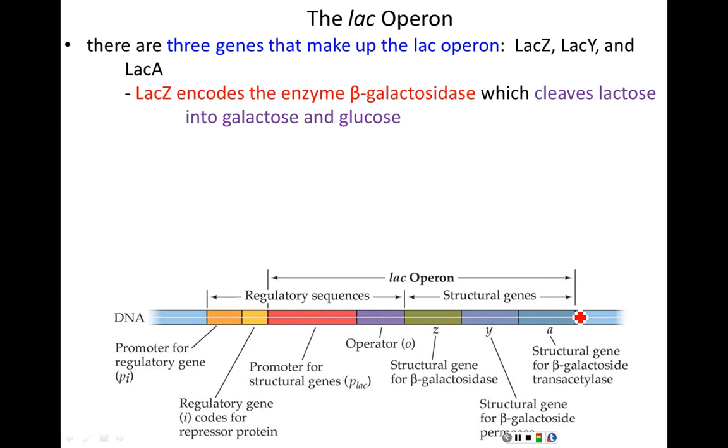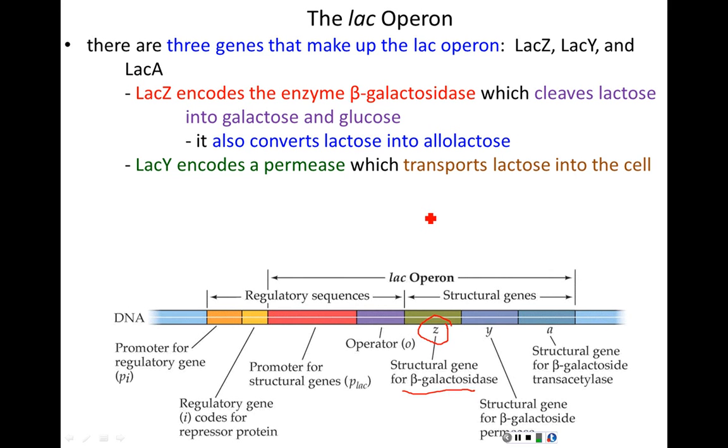LAC-Z encodes an enzyme that is called beta-galactosidase, a protein machine whose job it is to cleave lactose sugar into its 2 basic sugar building blocks, galactose and glucose. So lactose is a disaccharide, if you're comfortable with that term. Lactose is a single sugar molecule made up of 2 simpler sugars, and the 2 simple sugars that come together to make lactose are galactose and glucose. So LAC-Z encodes the protein needed to do that cleaving. As a side note, beta-galactosidase also converts lactose into a molecule called allolactose. That's just an intermediate on the way to being broken down into galactose and glucose.